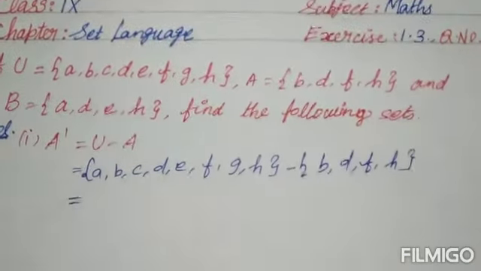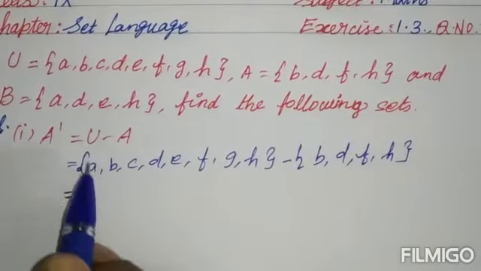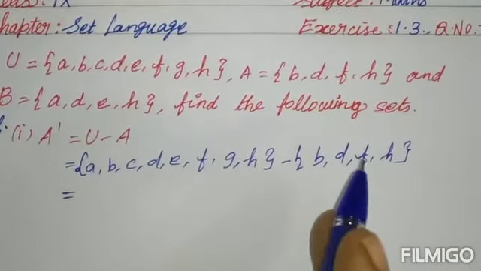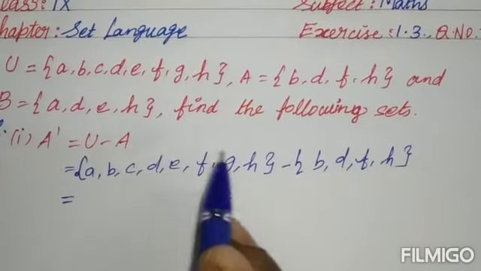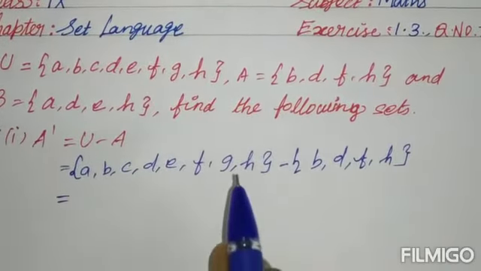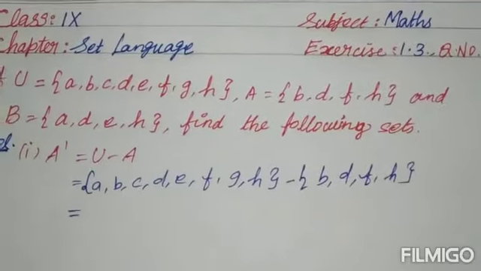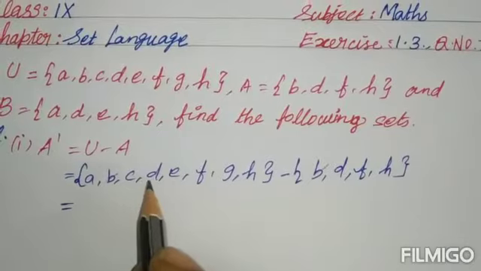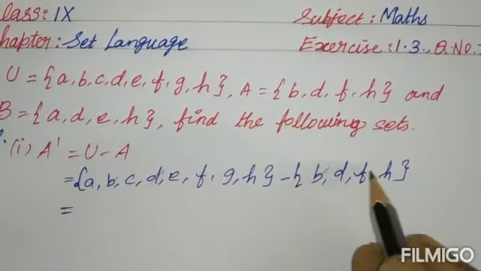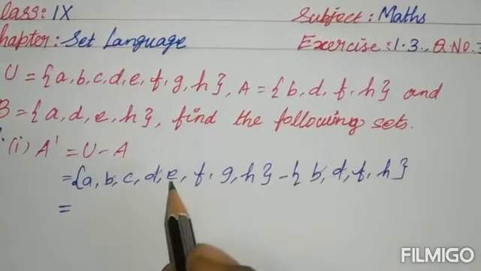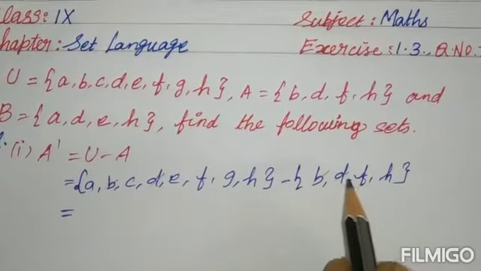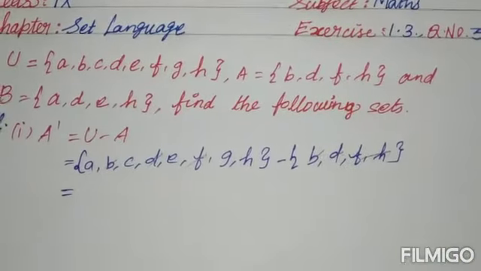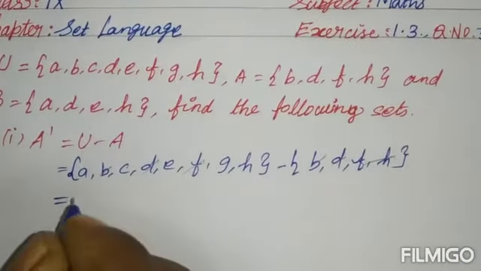Then we have to find out the difference between U and A. The set of all elements belongs to U but does not belong to A. So the elements in U that are there in A, we leave out and write only the remaining ones. So now let us check. B is there, so we should not write it. Then D also, so we should not write D. Then F and H. These are the elements in common. So we have to write the remaining elements.